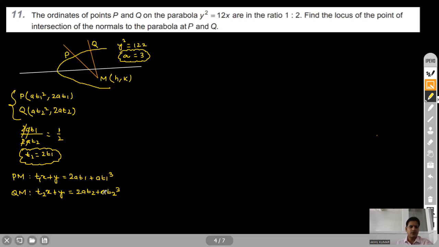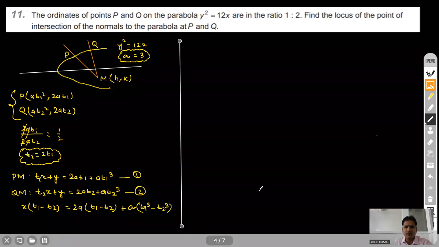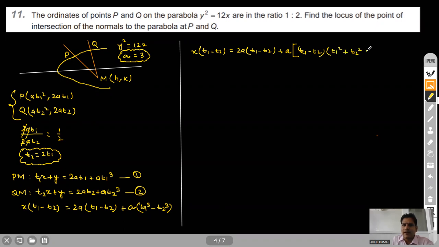Now I will solve these equations to find this intersecting point M. So I will subtract 1 minus 2. This will be (T1 minus T2) times X equals 2A (T1 minus T2) plus A times (T1 cube minus T2 cube). Is it okay? Yes, I think we are going in the right way. So X times (T1 minus T2) will be 2A (T1 minus T2). Now open this. This will be A, and a cube minus b cube means (T1 minus T2) times (T1 square plus T2 square plus T1 T2).